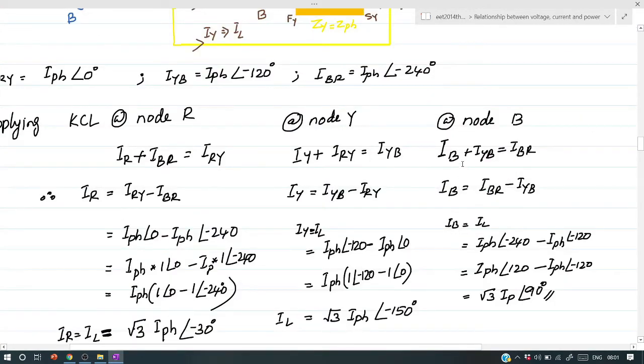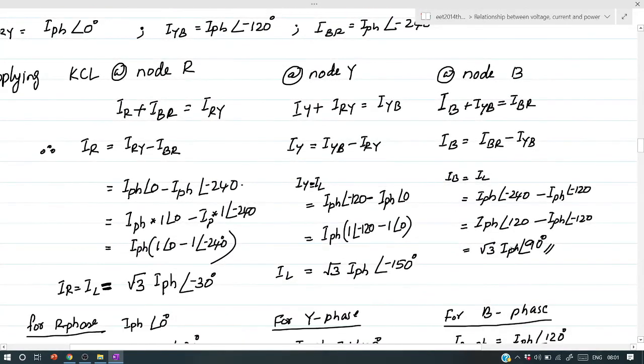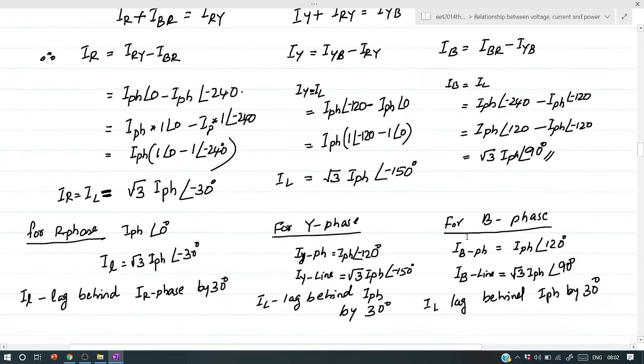So a similar case we can observe when we are applying KCL at node B. Here also we get the relationship between IL and I phase as IB is equal to root 3 times I phase angle 90 degree. For B phase, the corresponding phase current is I phase angle 120 degree and the corresponding line current is obtained as root 3 IPH angle 90 degree. Here also it can be seen that the line current lags behind I phase by an angle of 30 degree.